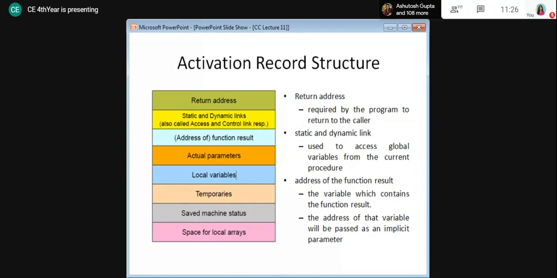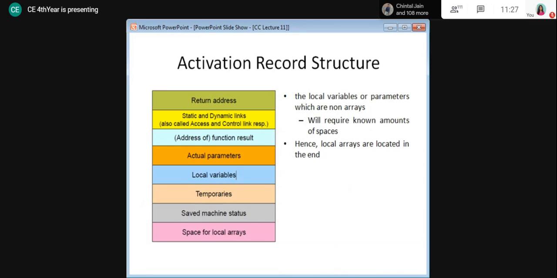Now, the address of the function result. If there is a return value from a function, it is the address of the variable which is containing the result of the function. This address will be passed as an implicit parameter, as we have seen previously. We are now very clear on what we call implicit parameters and what we call actual parameters. So next are the actual parameters.